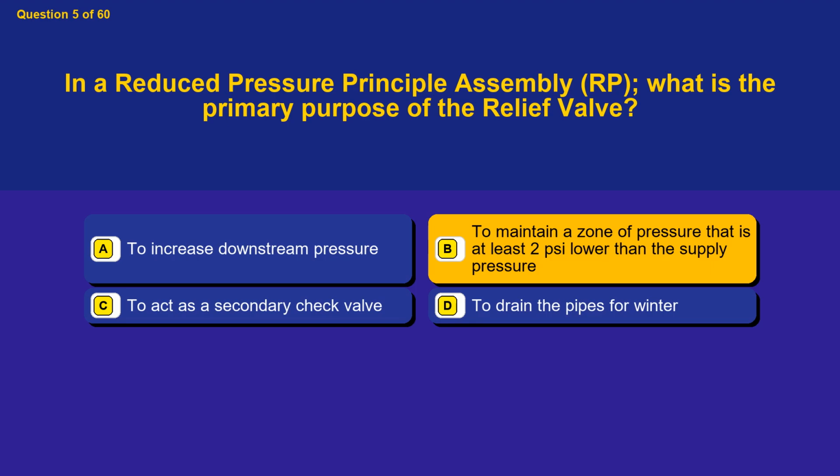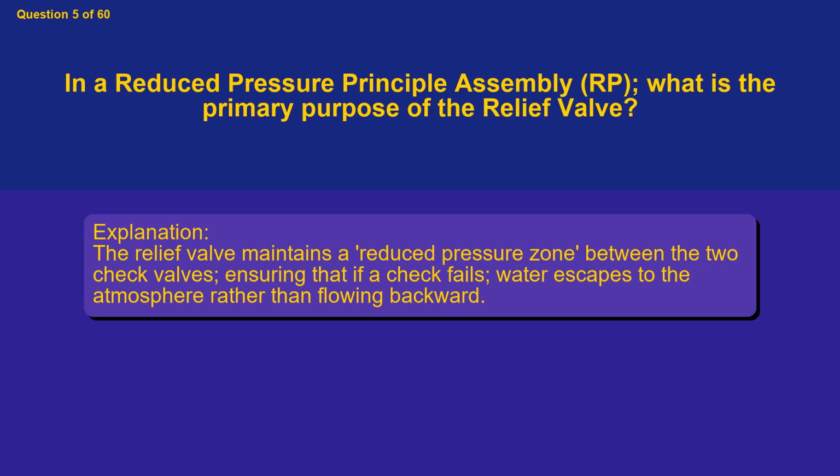The correct answer is option B, to maintain a zone of pressure that is at least 2 psi lower than the supply pressure. The relief valve maintains a reduced pressure zone between the two check valves, ensuring that if a check fails, water escapes to the atmosphere rather than flowing backward.